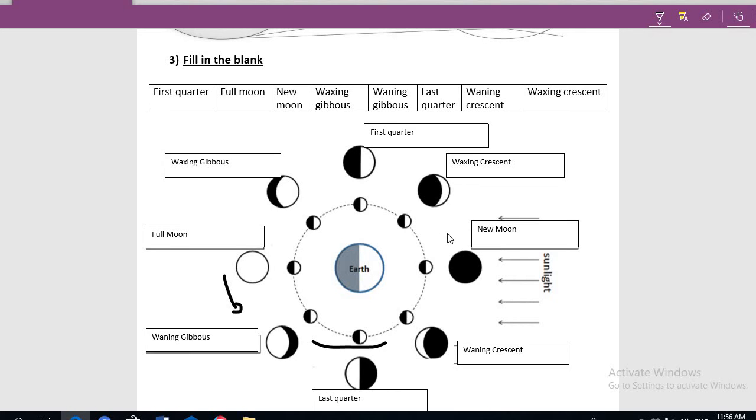Why? After the new moon, the moon becomes shaded, not lit. So after new moon, this is waxing. After new moon comes waxing crescent, then first quarter, then waxing gibbous.